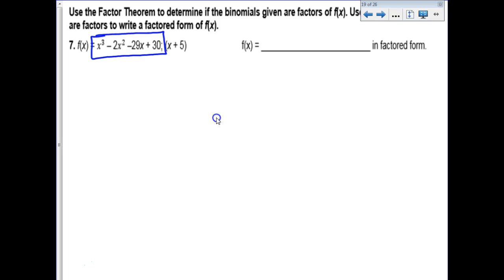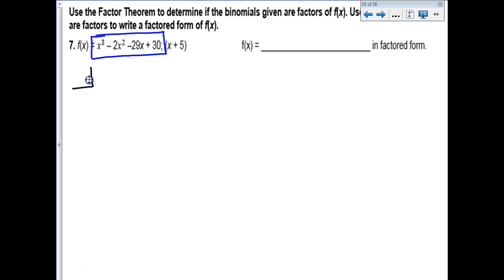Factor by grouping only works if it's set up in a certain way. Now, what do we do then? Here's what's going to happen. For today, I'm going to give you a little hint. I'm going to say, one of the factors is x plus 5. So what we're going to do is set up synthetic division with this polynomial and that divisor.